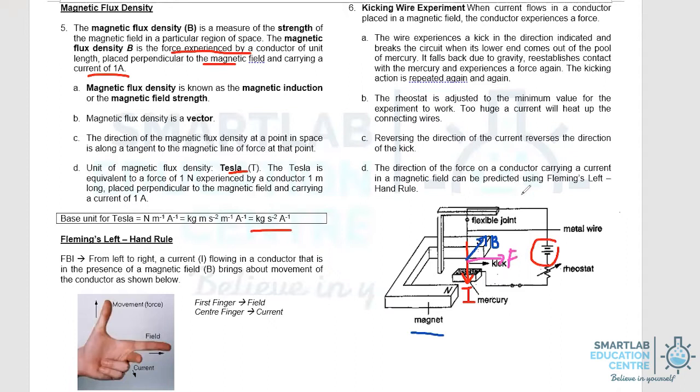In this kicking wire experiment, it is observed that when the current increases, the force acting on the wire increases proportionally as well. In the same vein, when the length of the wire that is exposed to the magnetic field increases, the force acting on it increases proportionally as well. Finally, it is also determined that the magnetic force acting on the wire is directly proportional to the magnetic flux density.